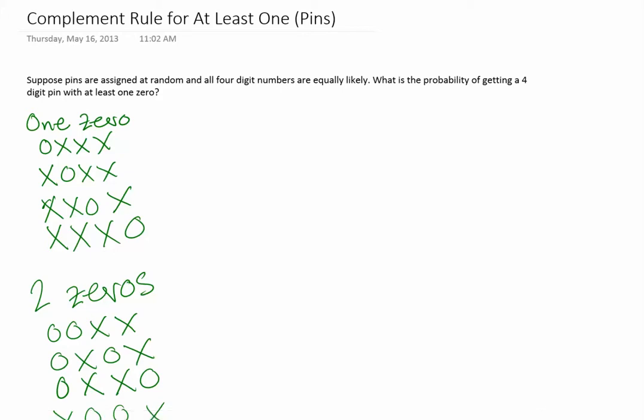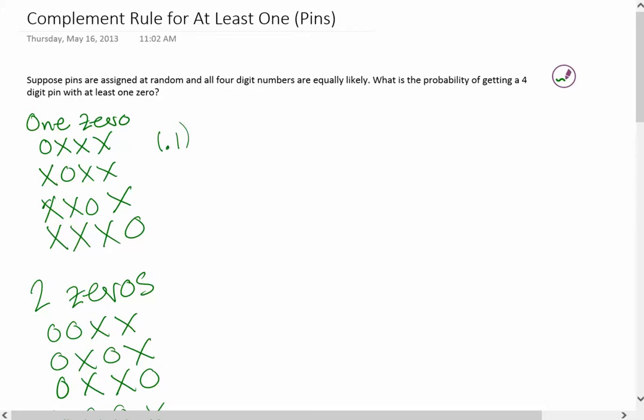So if I want to do this the long way without using the complement rule, I need to find the probability for each one of these, and then when I'm done, I have to add them up. Let's figure out how I would find the probability for the first one: for one 0, the 0, not 0, not 0, not 0. Let's look at the first digit. I want a 0. What's the probability of getting a 0? There are 10 numbers to choose from, all equally likely, so the probability of getting a 0 is 0.1.